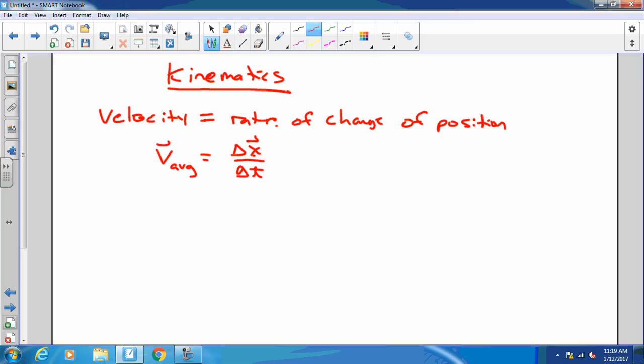What does it mean, average? The average velocity is going to be over the entire trip, whereas the instantaneous velocity is going to be the limit of that quantity.